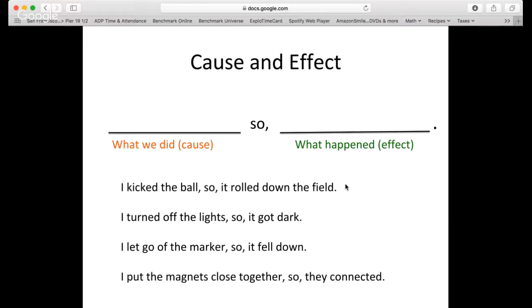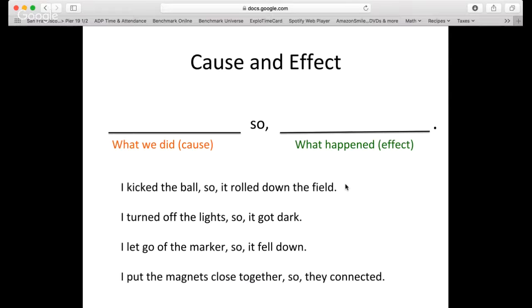I introduced the sentence frame "blank, so blank" as a way to express this relationship. And I started with an example they would all be familiar with. "I kicked the ball so," and the kids did a choral response with the effect. I then went over to the light switch and said, "I turned off the lights so," and the kids answered in choral response that it went dark.